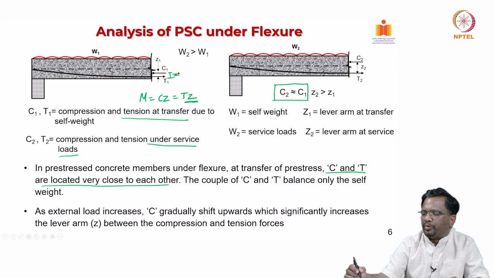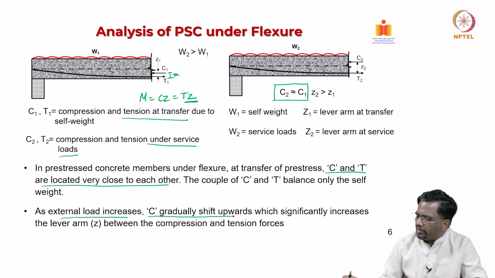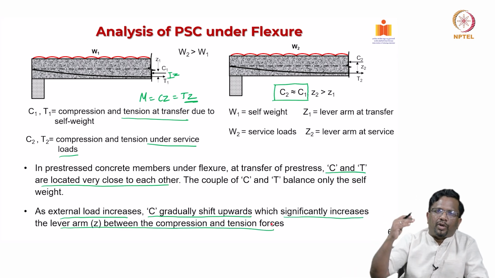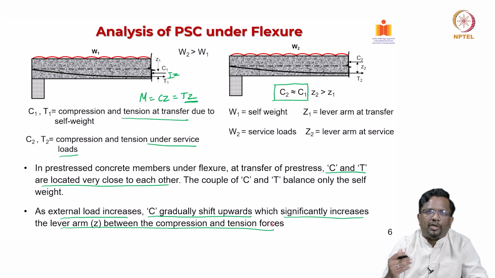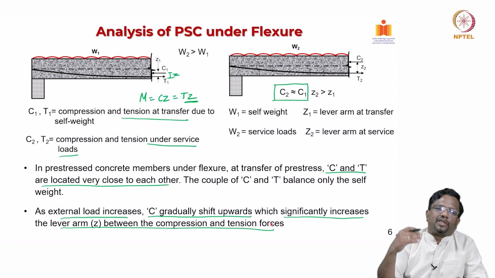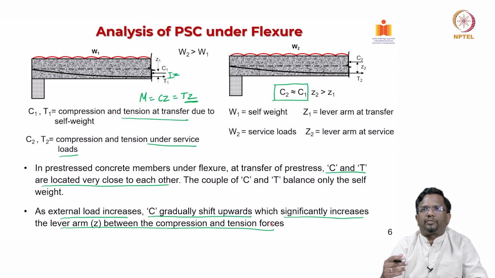that should be proportional to the externally applied moment in that particular cross section. So, as the external loads are increasing, the C will gradually shift upward, which significantly increases the lever arm between the compression and tension forces. So, by only a change in the lever arm in pre-stressed systems under service loads, when they are not cracked or maybe slightly cracked, you get this kind of behavior.